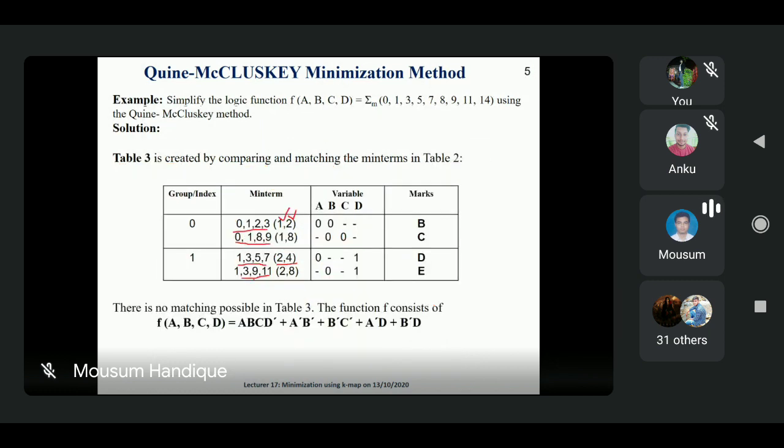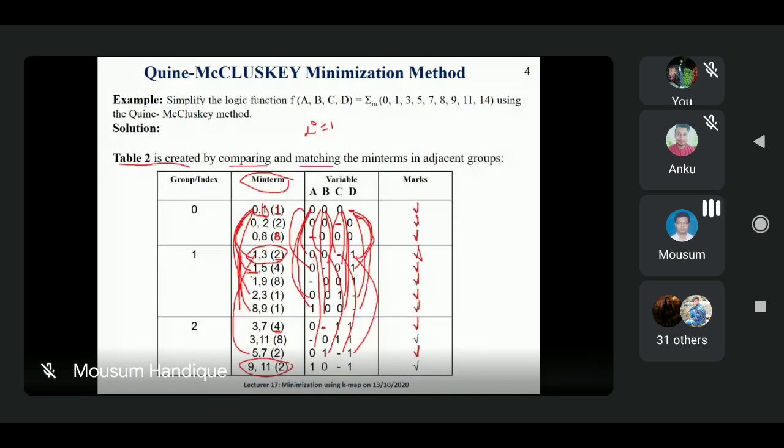Now what happened? Next is 1, 3, 9, 11. 1, 3, 9, 11 means what? This one is the 9, 11. So we can tick. And here also 3 is present, so we can already tick. Here also 3 is present, so we can already tick. So what happened? All the min terms we can compare with each other.